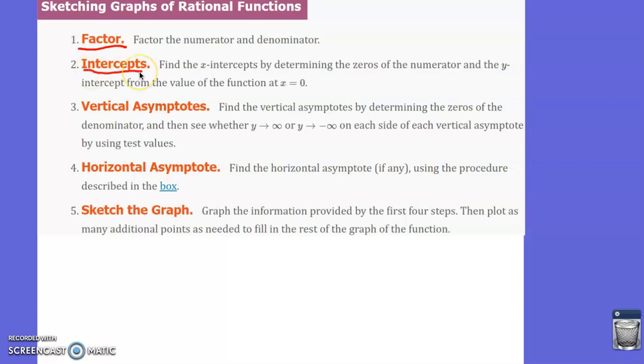Finding the intercepts is going to be very helpful as well, finding the x-intercepts. And then the vertical asymptotes, we said that at the very beginning, you look at the denominator, what x cannot equal, and then what happens as x gets away from that and as x approaches that. The same thing with the horizontal asymptote, it is going to be very important as you get closer and closer to it. And then you actually sketch the graph. So that's the plan of attack.